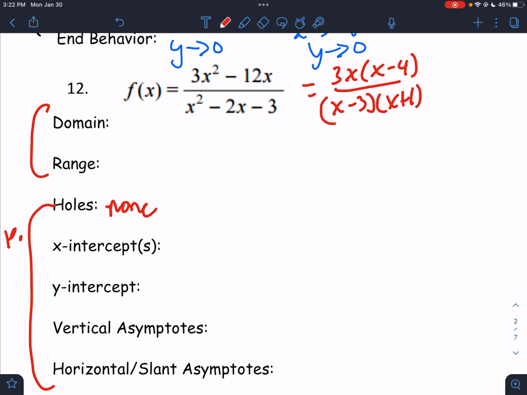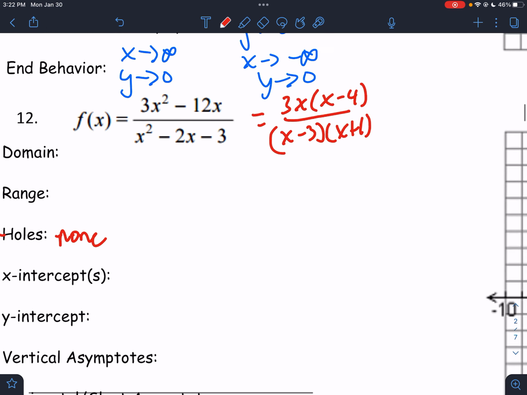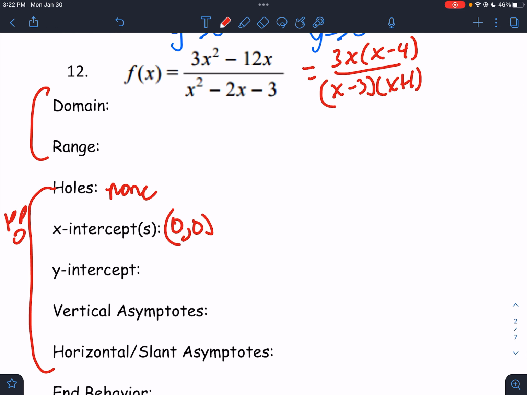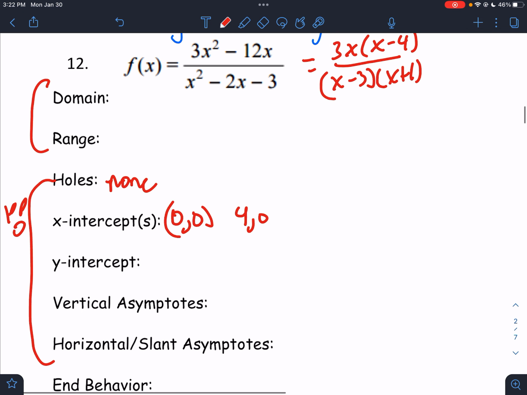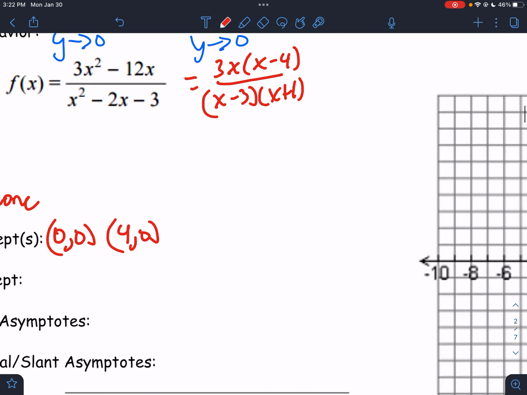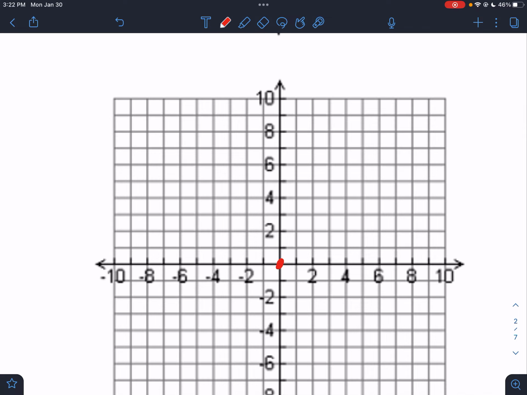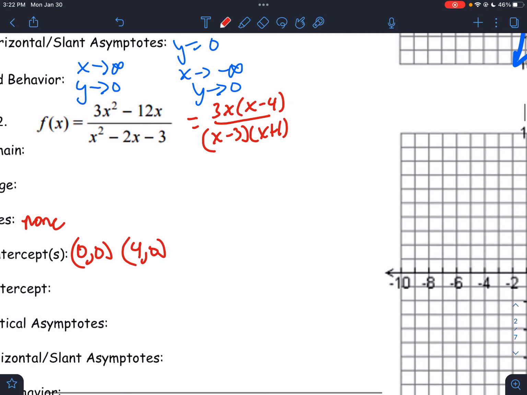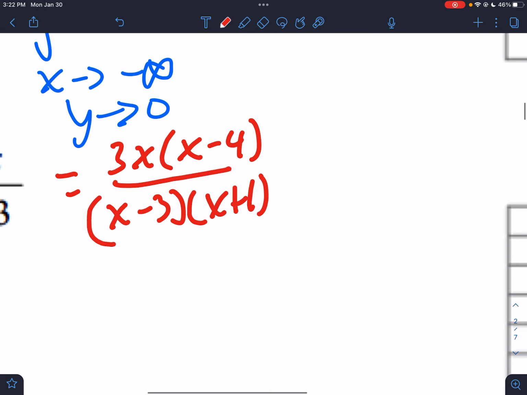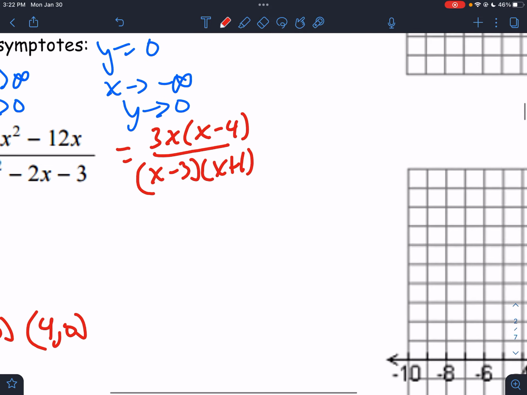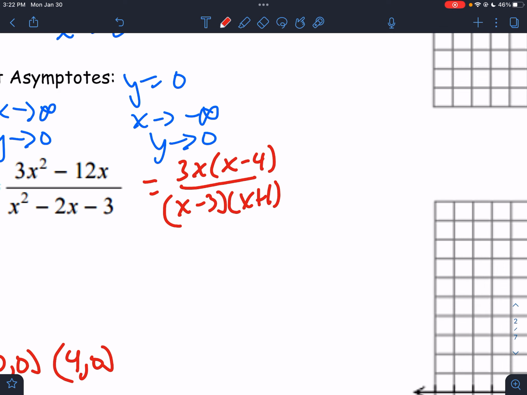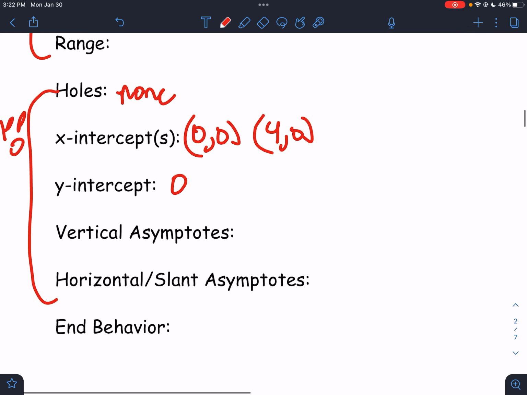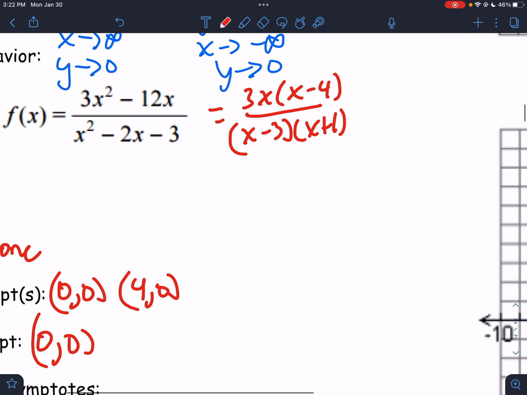X-intercepts are when the top is 0. So when is the top 0? At 0 and at 4. So we have x-intercepts at 0, 0 and 4, 0. You can go and get these on the graph if you want. Those are coordinates we know are going to be there. For the y-intercept, plug in 0 for x. The top would just be 0. Actually, we already know, that's on the y-axis. The bottom would be something not 0, so we know it's going to be at 0, 0. 0 divided by anything is 0. Vertical asymptotes: that's the bottom 0.